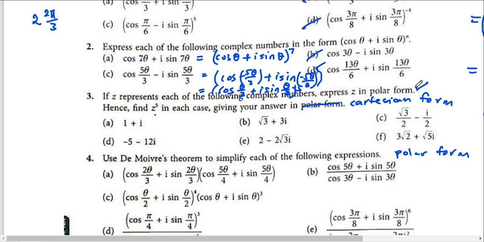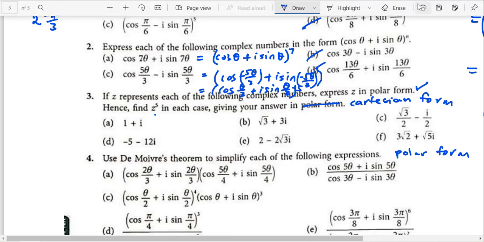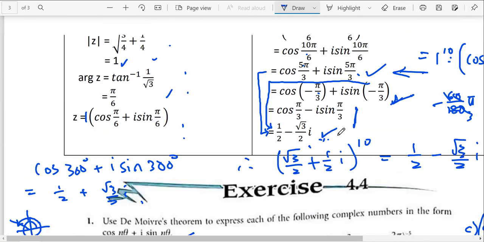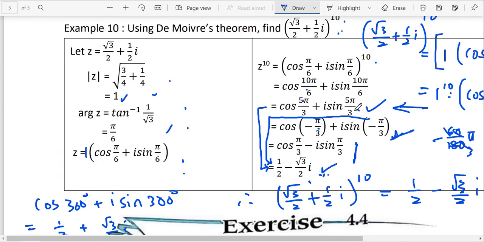Then second part you raise to a power. Actually, you change to polar form first, then you change to Cartesian form. It means you have to write until Cartesian form. First, maybe you try to change to polar form, then change to Cartesian form. Write the answer in polar form, then Cartesian form. Continue like this. After polar form, continue until the last step, Cartesian form.